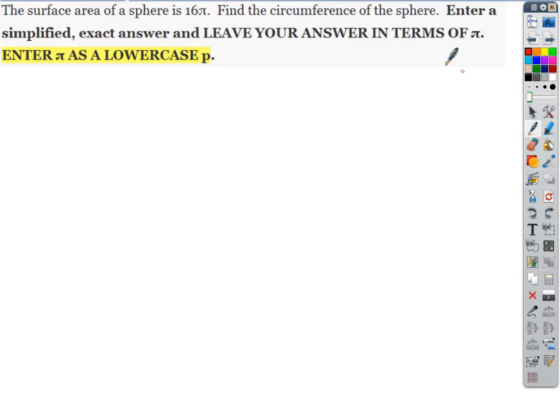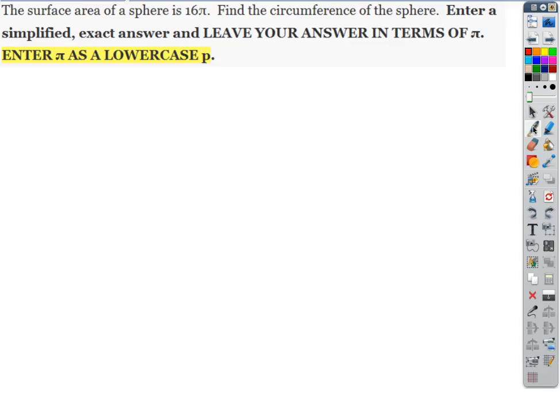The surface area is 16 pi. Find the circumference. Okay, so we got to find r, don't we? By giving us surface area, we've got to calculate r, which we can plug into the circumference formula. All right, so surface area we know is 4 pi r squared, and that equals 16 pi. So how do I solve for r? Divide by 4 pi. Okay, divide by 4 pi.